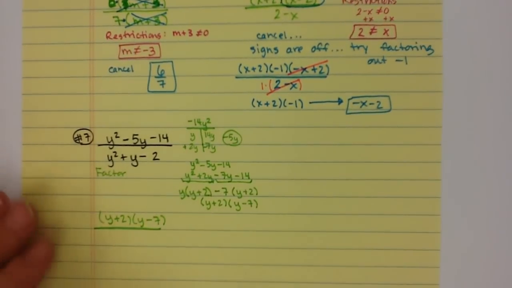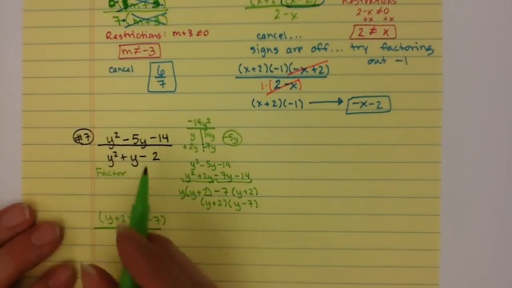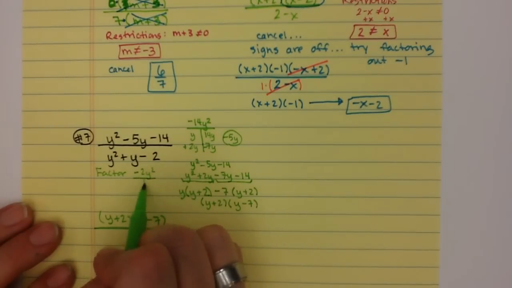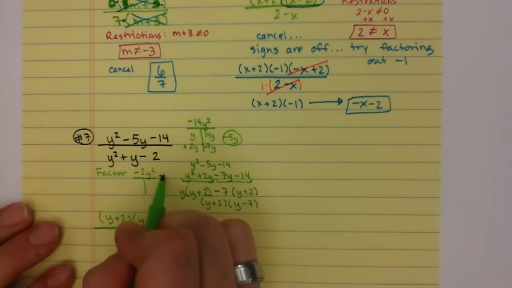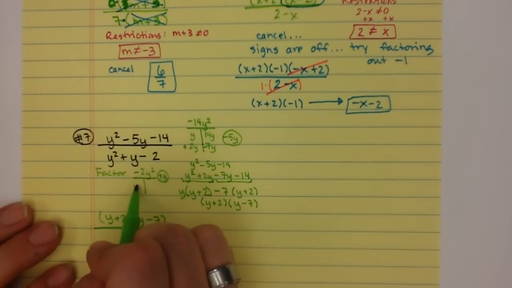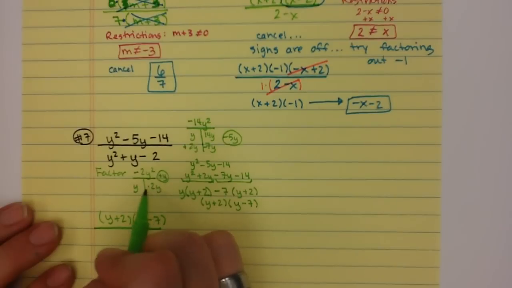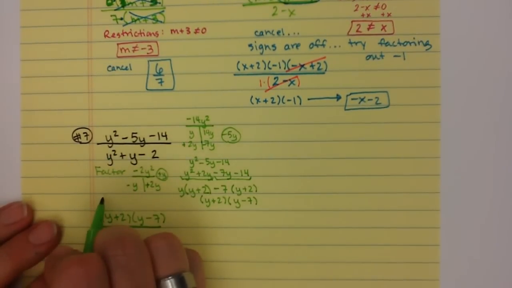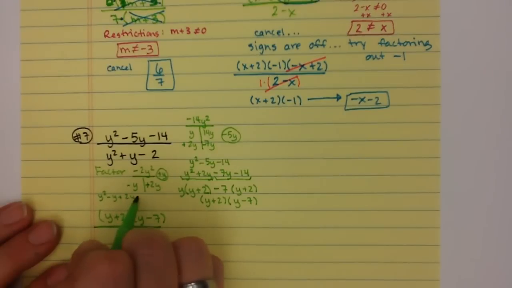In the denominator, I need to look for the pair that multiplies to negative 2y squared but adds to positive y. So that will be y times 2y. And in order to get positive y when I add them, I need a positive 2y here and a negative y. So I'll rewrite that as y squared minus y plus 2y minus 2.